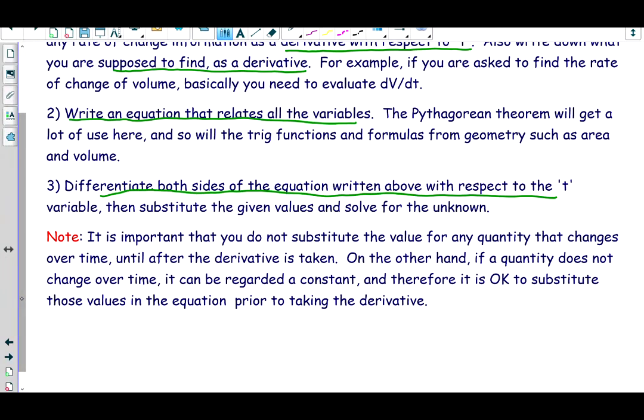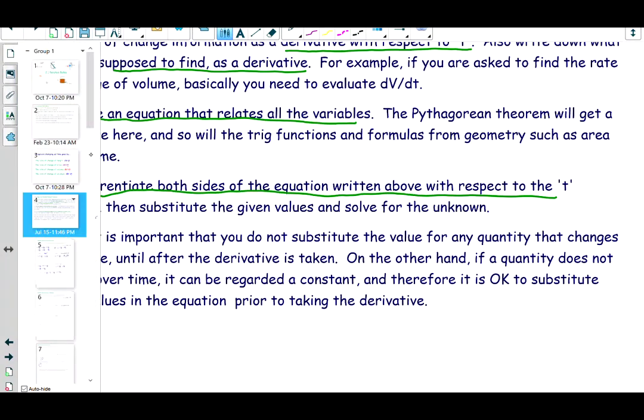On the other hand, if something is changing as time goes by, that is a variable and not a constant. So do not plug in its value, even if it may be given to you in the problem. Do not plug that in early on. What I mean by that is, don't plug it in until after you have differentiated both sides with respect to the time variable. And we'll see all about these tips and techniques in our next few examples. So let's take a look at one of those.